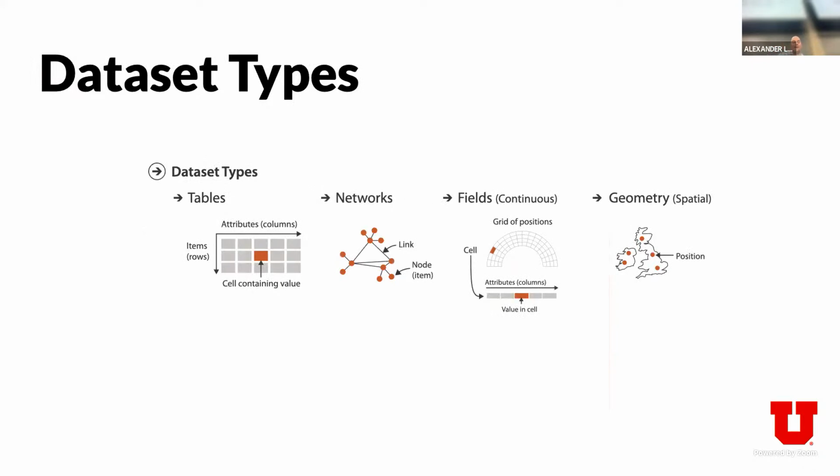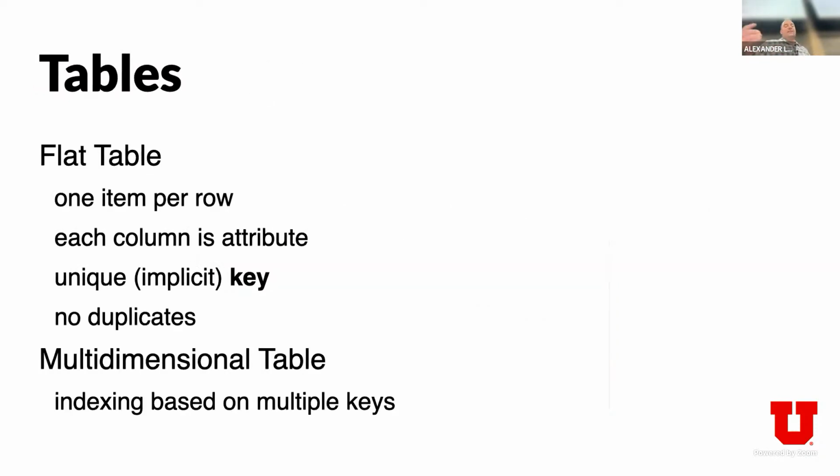Okay, so now let's look at these data set types. We have tables, networks, fields, and geometry. And let's start with tables. This is the simplest one. We have flat tables, with one item per row. Each column is an attribute. We have a unique key for a table. And that key is sometimes explicit, if we have a unique identifier, or sometimes it's implicit. It's the position of the row. Both are possible as keys. And often, but not strictly always, flat tables do not have duplicates.